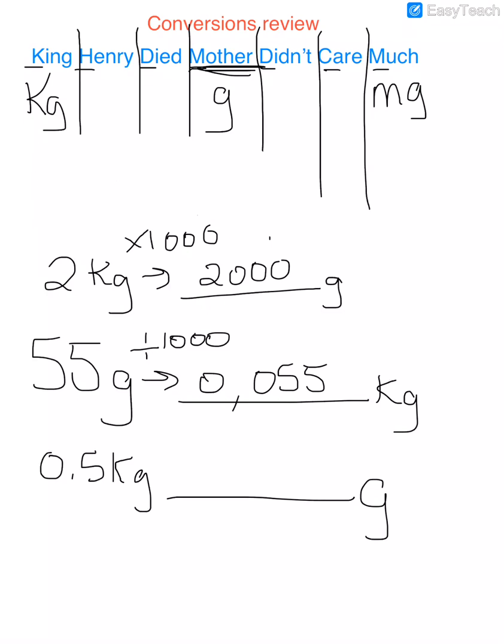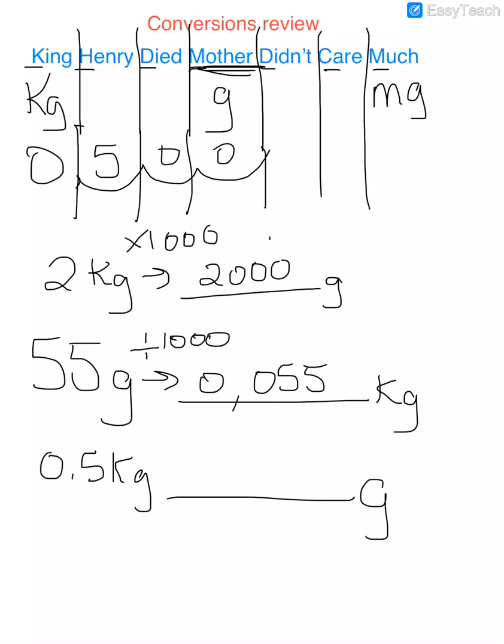So let's try this again. 0.5 means there are 0 units as such. And you take the comma and you move it 3 times to the right. 1, 2, 3. So 0.5 kilograms is 500 grams.